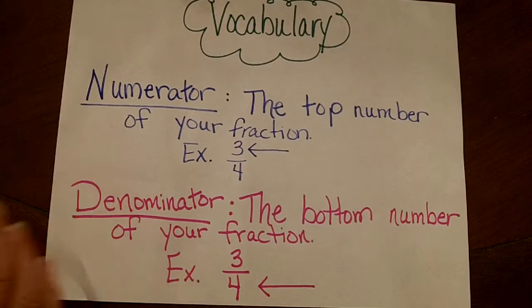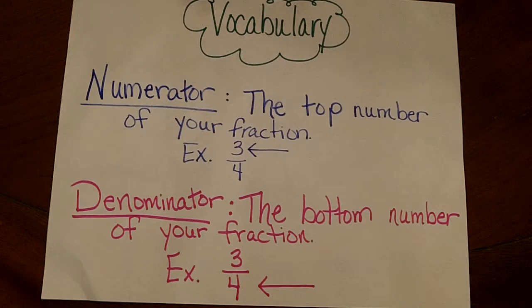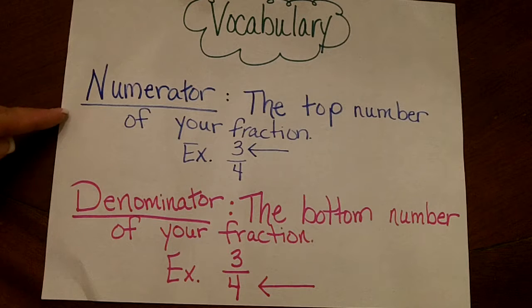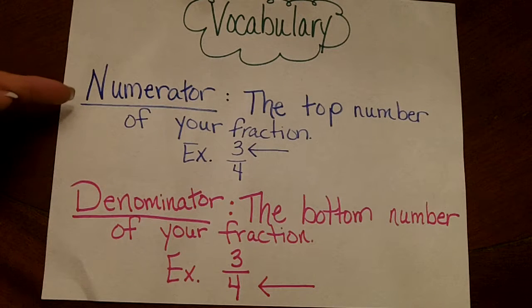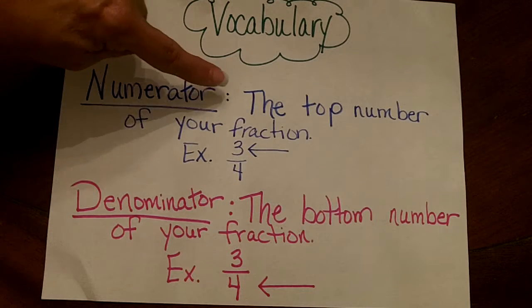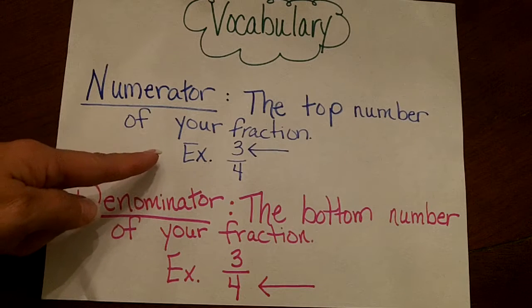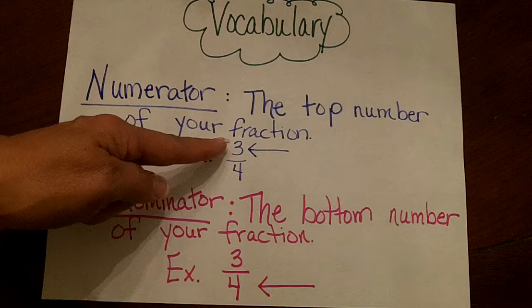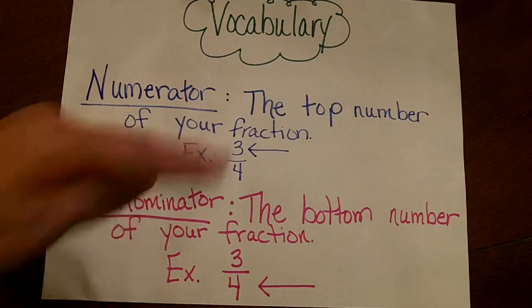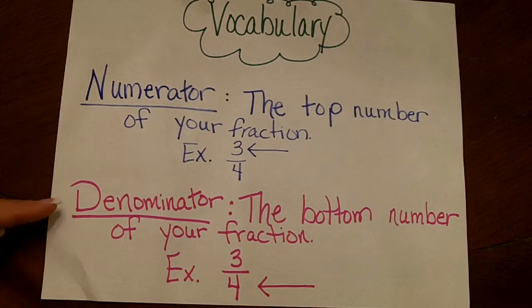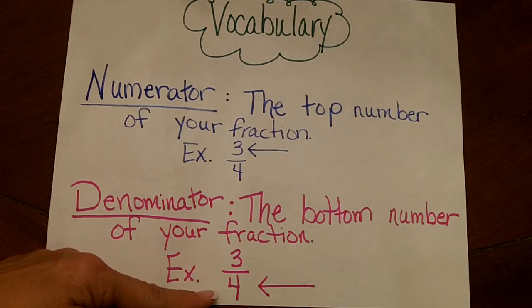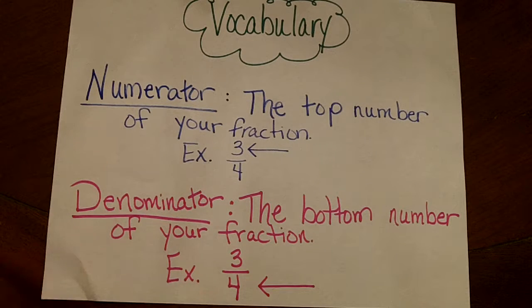Alright, some very important vocabulary words that you need to know when you're talking about fractions are your numerator and your denominator. And you should already know, but as a reminder, the numerator in a fraction is the top number of your fraction. For example, here I have 3/4. So your numerator here would be your 3 because it's the top number of the fraction. Your denominator is the bottom number of your fraction. So if you look here, the digit 4 is my denominator because it is down on the bottom.